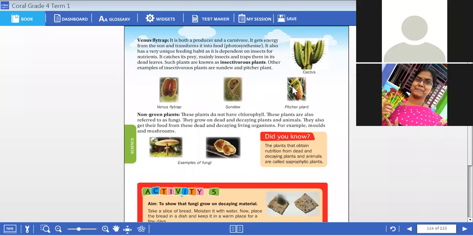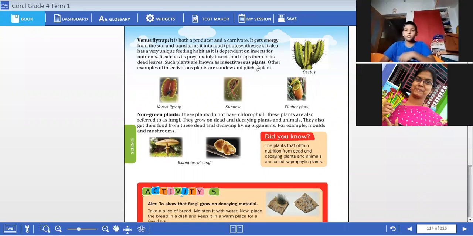So these are a few plants which depend on insects. Just now we went through cactus plants. Again, Venus flytraps, the plants which depend on insects, which eat insects. These are very dangerous plants, children. We don't even find them here. Some are in thick, dense forests.